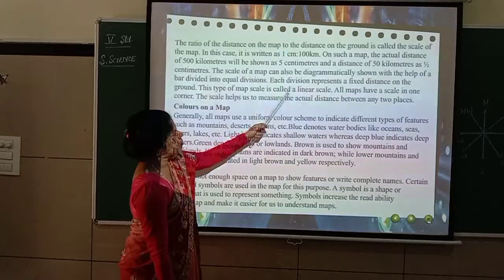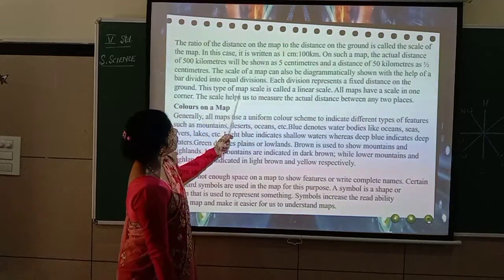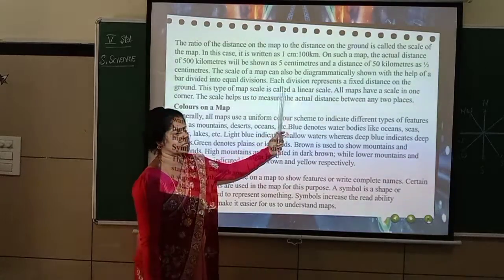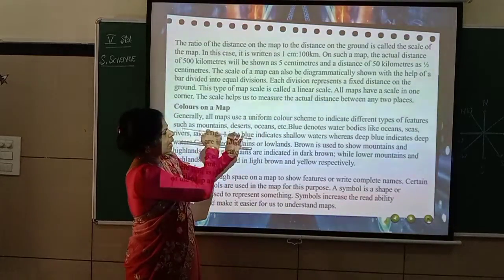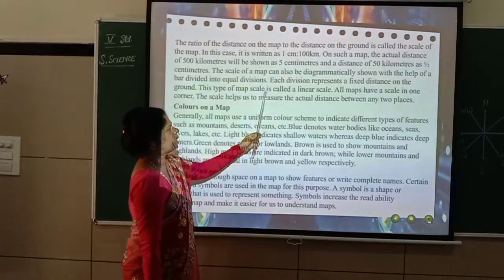So each division represents a fixed distance on the ground. This type of map scale is called a linear scale. So when you are drawing like this and dividing it into equal parts, then that is called a linear scale.